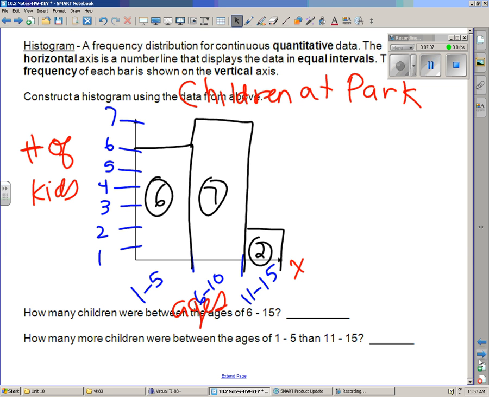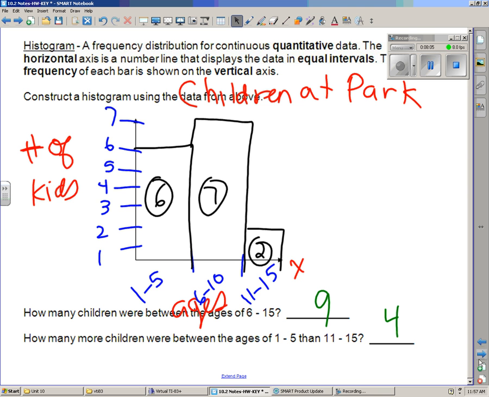You should be able to analyze them as well, answer some questions, whether it's from the histogram or from the frequency distribution chart. But how many kids are between the ages of 6 and 15? Well, that's going to be looking at the kids on this chart that were the 7 and the 2, which means I'm going to have 9 children between the ages of 6 and 15. And then how many more kids were between the ages of 1 and 5, than 11 to 15? And that's going to be 6 minus 2, or 4 of those kids.